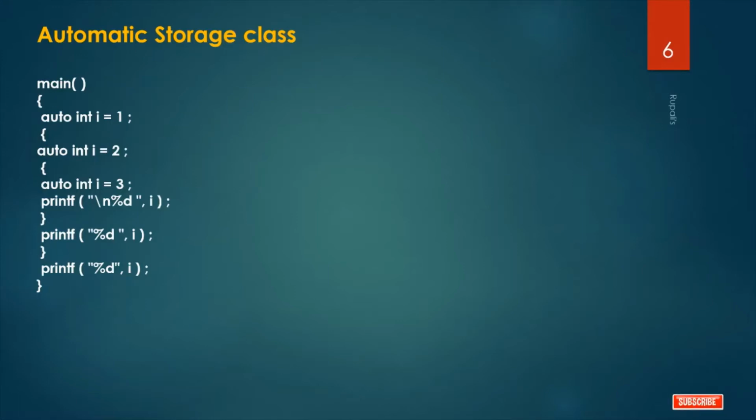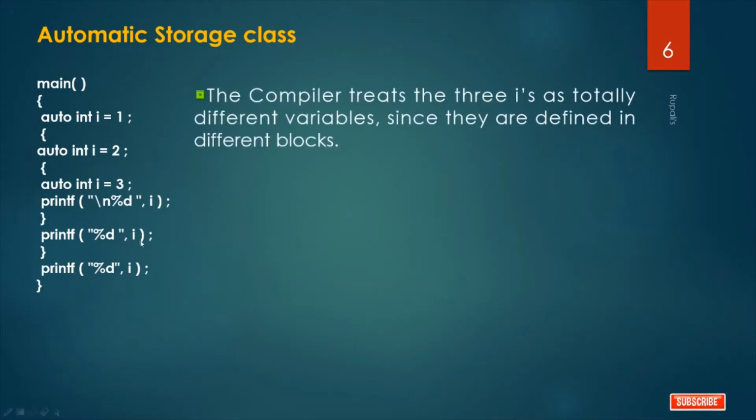Now we discuss another example of automatic storage class. We already learned that the scope of an automatic storage class variable is local to the block in which the variable is defined. See this example. Here the compiler treats the three i's as totally different variables since they are defined in different blocks.